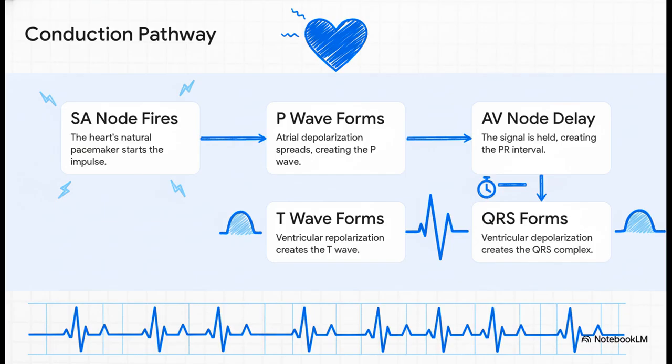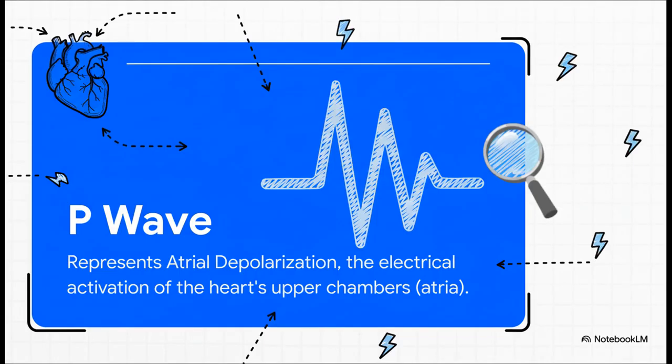It kicks off with the SA node. Think of it as the heart's natural pacemaker. That signal creates the P wave as it zips through the atria. Then there's the super important pause at the AV node. After that, bam, a massive electrical event creates the QRS complex as the big ventricles activate. And finally, the heart resets with the T wave, getting ready to do the whole thing all over again. It's amazing.